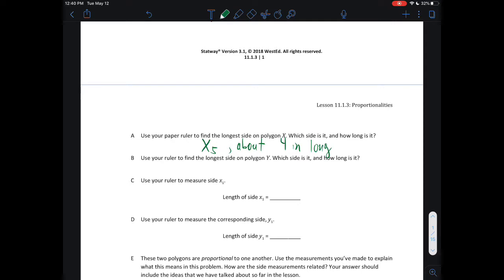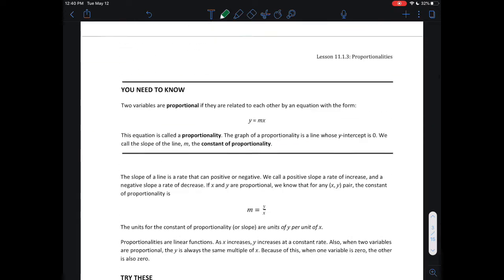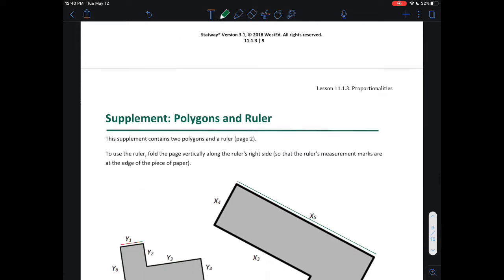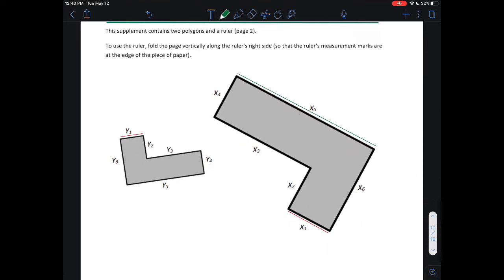Then part B. Use your ruler to find the longest side on polygon Y. Okay, so if we go back to our shapes, the longest side on polygon Y, notice it has the same subscript. It would be the side Y with a subscript 5. So I'm going to again take my paper, I'm going to line it up on polygon Y on that longest side. I'm just going to make marks of where it begins and where it ends.